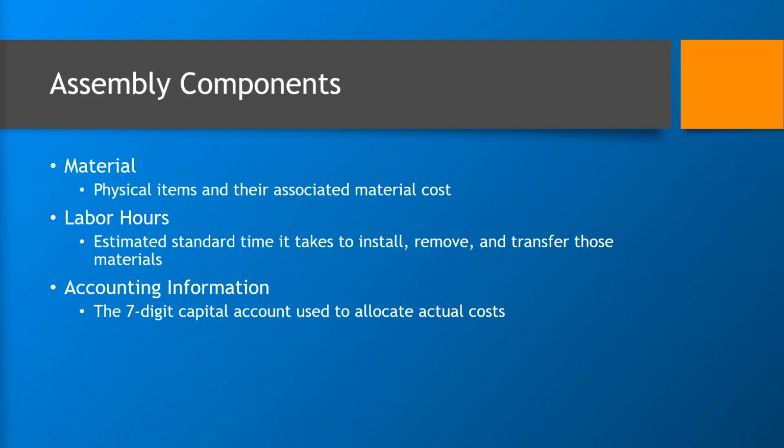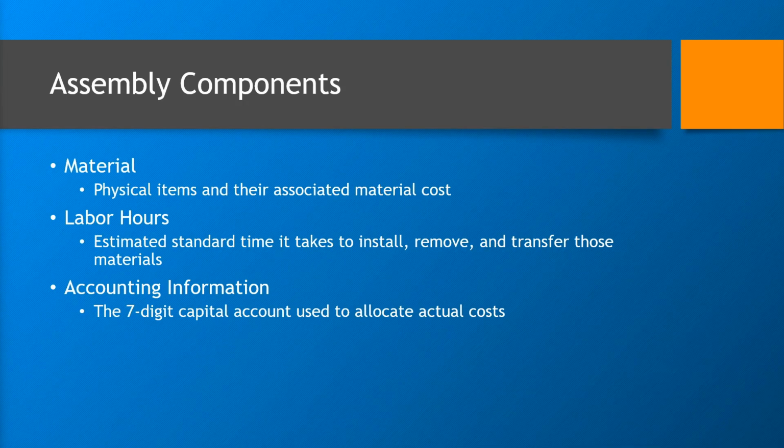Assemblies are made up of multiple different components, but let's focus on three major ones today: material, labor hours, and the accounting information. Material represents the physical items that can be removed, installed, or transferred on a specific asset. Labor hours. Assemblies can include estimated standard time for installs, removals, and transfers for each of these material groups. This allows you to make quick estimates using a work order, giving you a good understanding of what a work order is going to cost.